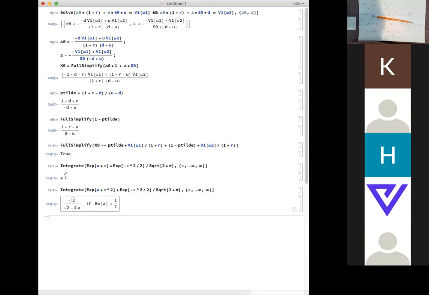There it is. And you can see there is the condition that a, so here Mathematica is allowing for the possibility that a is a complex number. So it says that the real part of a has to be less than a half. And then so there's the formula.